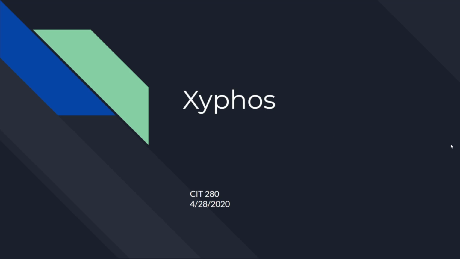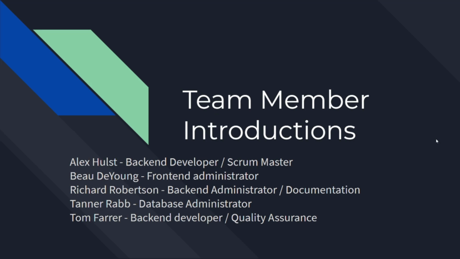Today's date is the 20th of April, 2020, and this is the final presentation for Xiphos for CIT 280. My name is Alex Holst, and I was a backend developer and Scrum Master. So my goals for this project were to understand what a Scrum Master does, and to have a functioning Google Maps implemented into the project at the end.